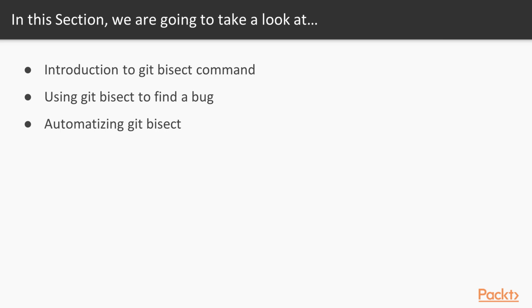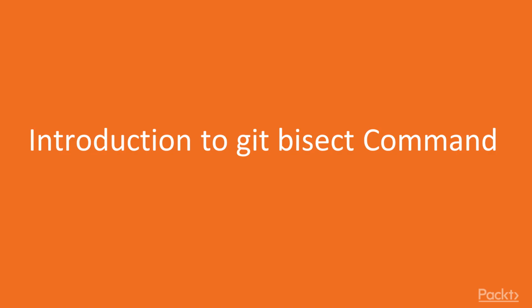I have a project with a bug and tons of commits, and we will use git bisect to find the right commit where the bug was introduced. After that, we will go a step further. We will learn how we can write a script that makes the usage of git bisect super fast. Let's start with our first video.